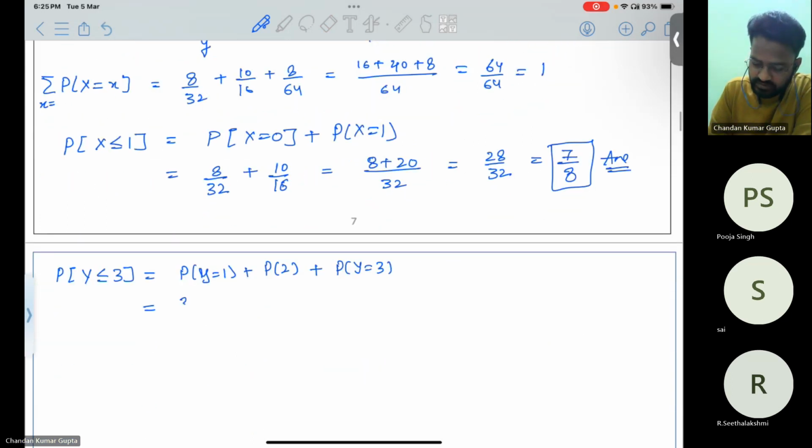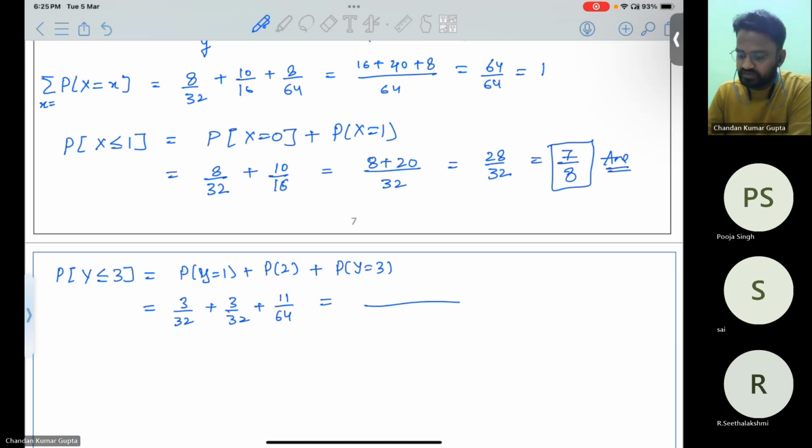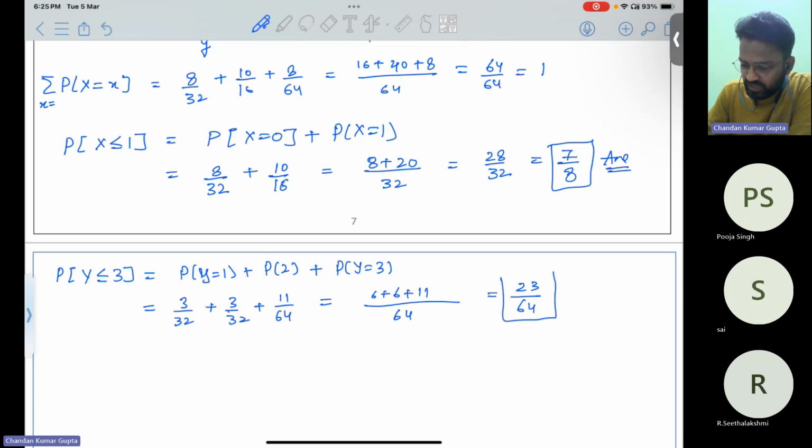That means 3 upon 32 plus 3 upon 32 plus 11 upon 64. With denominator 64, 6 plus 6 plus 11 is 23 upon 64. This is the answer for probability that y is less than or equal to 3. Okay.